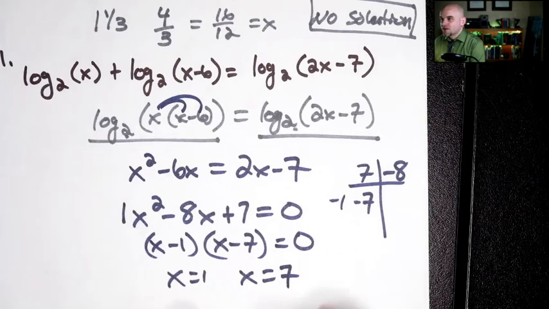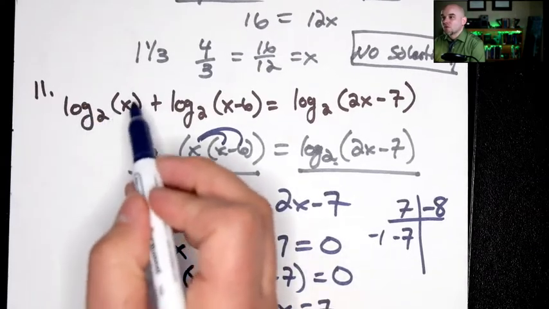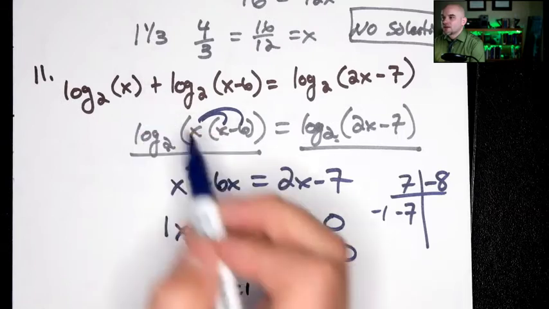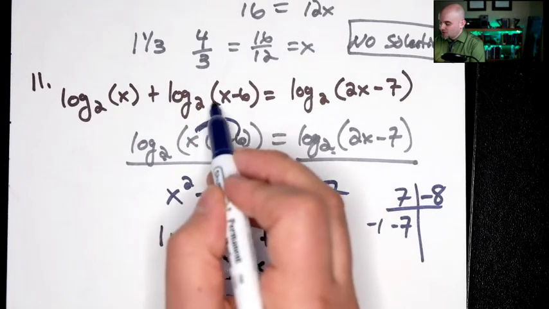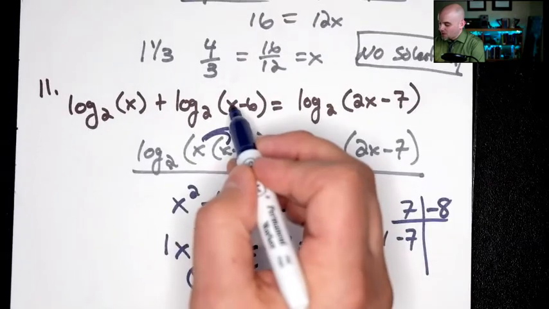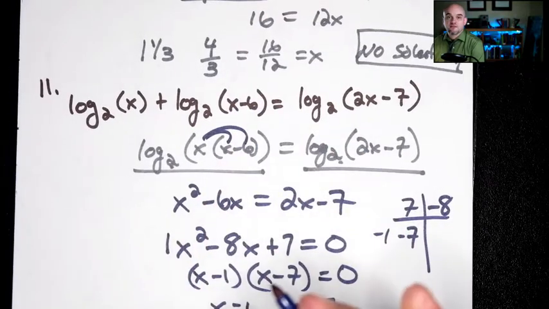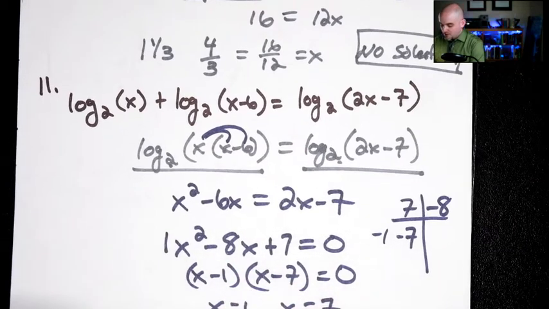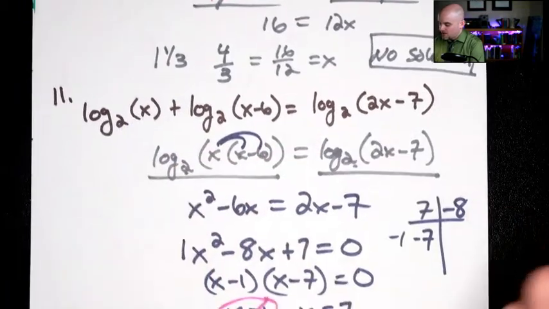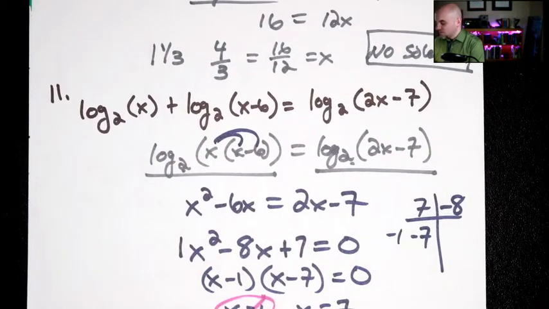That looks promising. Let's see what it does when we put it into log base 2 of x. Both 1 and 7 work there. When I put 1 into this one, though, log base 2 of x minus 6, 1 minus 6 is a negative 5. Can't take the log of 0, can't take the log of a negative number. That means we got to throw that x equals 1 out. It worked on that one, but not on that one. Throw it completely out. Doesn't do us any good.